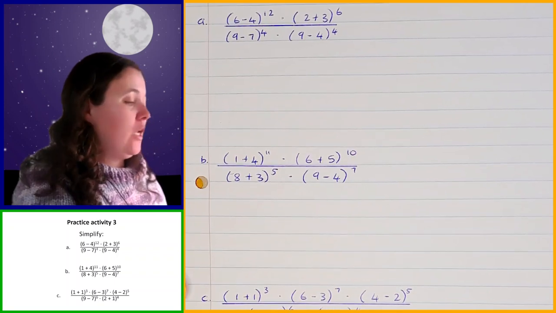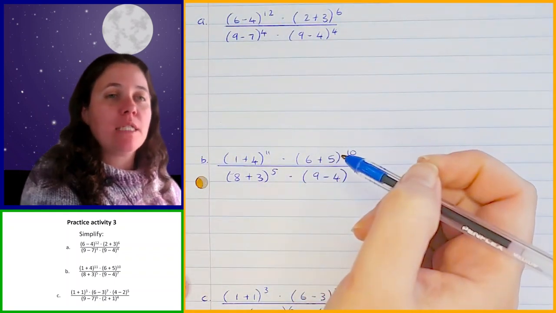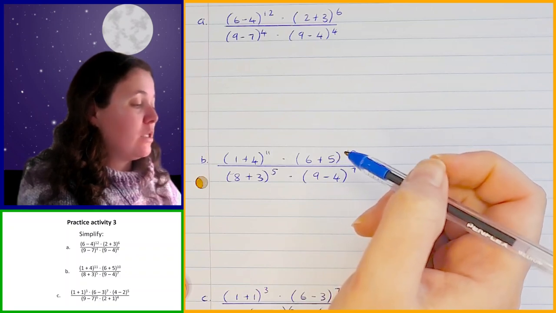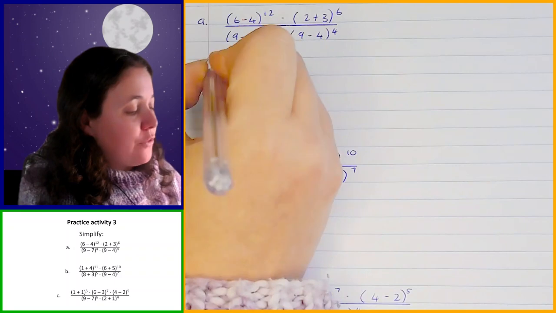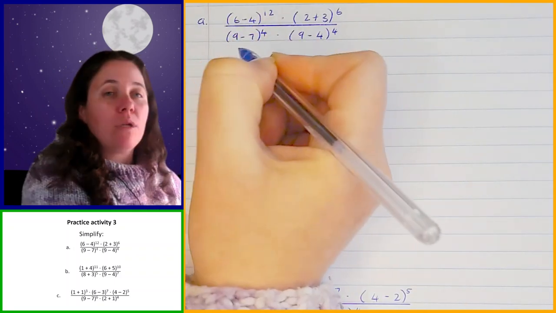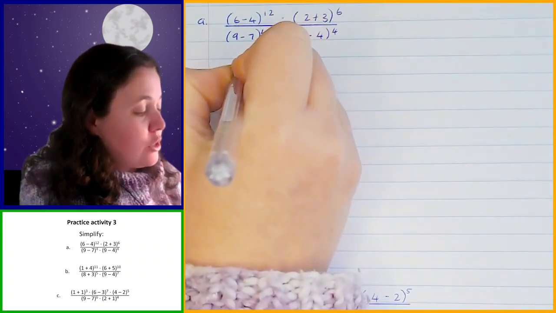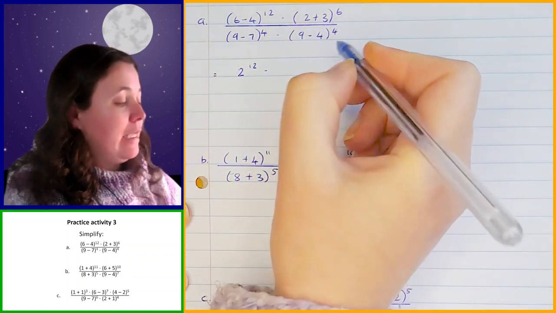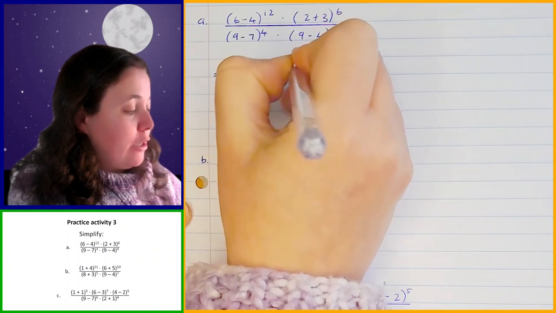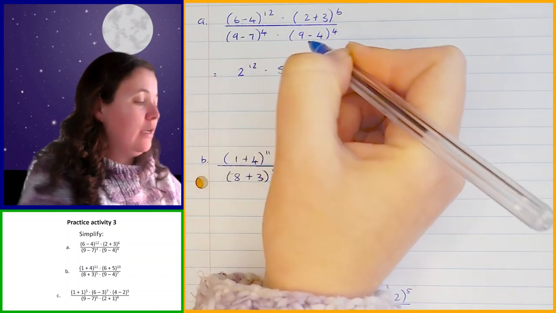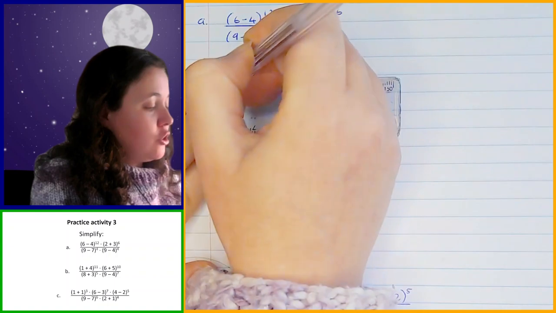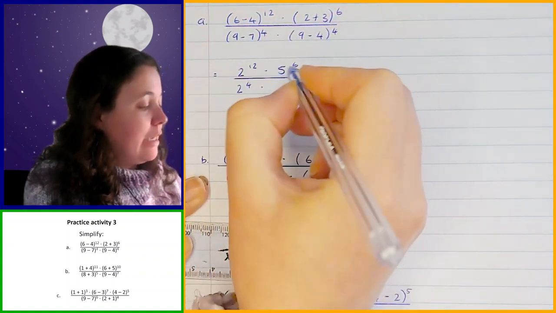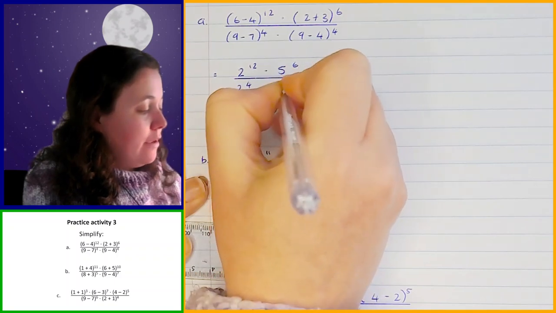So in question A, we had 6 minus 4 to the power of 12 times 2 plus 3 to the power of 6 over 9 minus 7 to the power of 4 times 9 minus 4 to the power of 4. Okay, so first of all, we need to simplify what's inside our brackets. So first, 6 minus 4 is 2 to the power of 12 times 2 plus 3 is 5 to the power of 6 over 9 minus 7 is 2 to the power of 4 times 9 minus 4 is 5 to the power of 4.